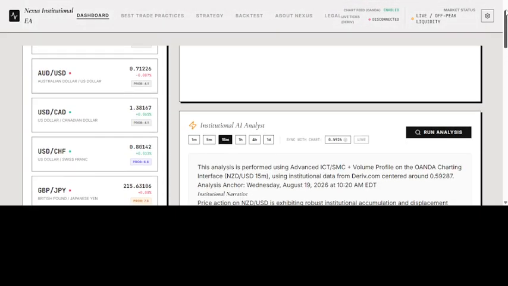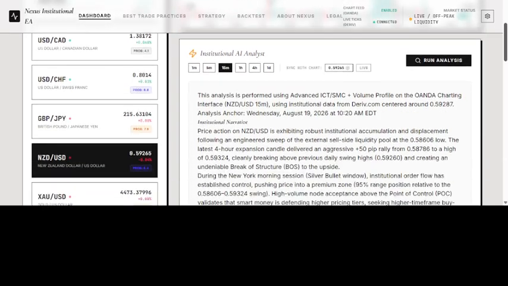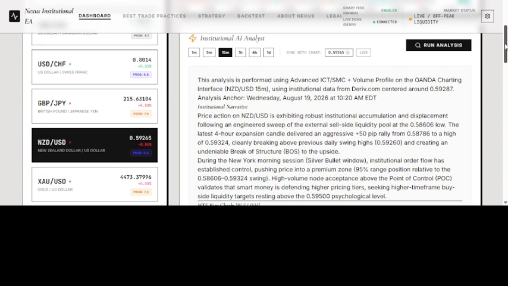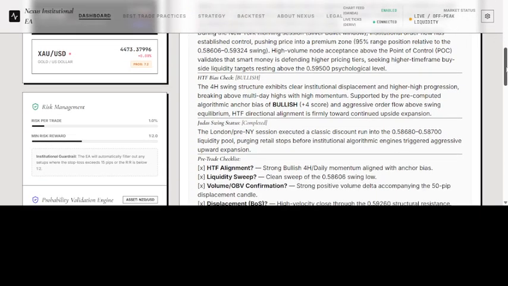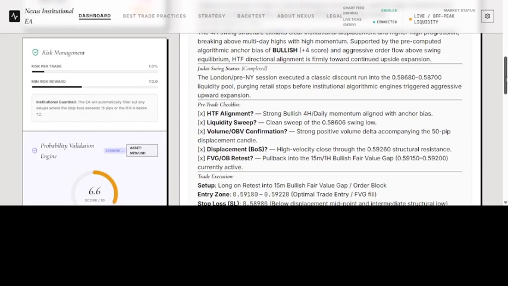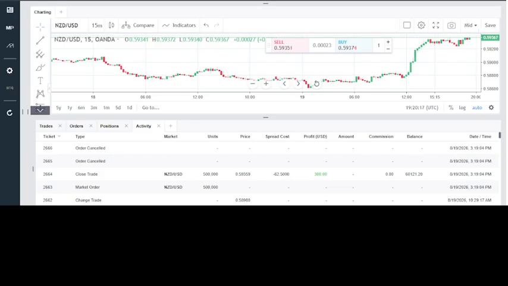And let's see around what time I ran the AI analysis here. Okay, so around 10:20 this morning, I ran the analysis on the New Zealand dollar, US dollar. If you look to the left, it recommended the buy trade. Okay, so we ended the day with a $300 gain here.